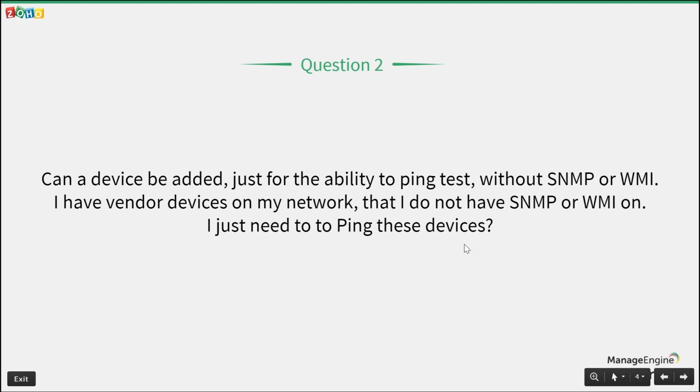The next question: can a device be added just for the availability ping test without SNMP or WMI? I have vendor devices on my network that I do not have SNMP or WMI on. I just need to do a ping test for these devices. Yes, we can. Whenever you add a device without any credential, if the device is reachable, we'll categorize those devices as an unknown category, and we'll be monitoring the availability of those devices.